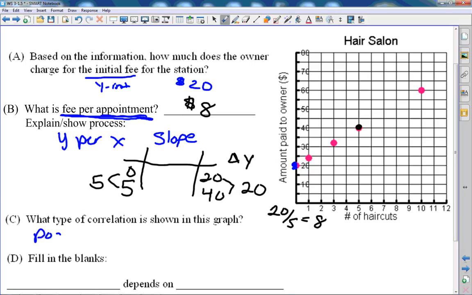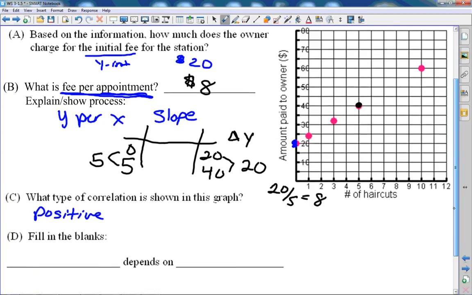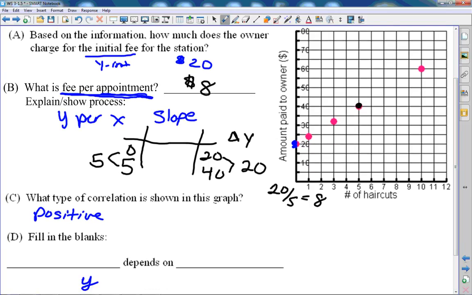How do you know it's positive? Because the line is going up. Very good. Fill in the blanks. Blank depends on blank. Remember that it is y depends on x. Here's x, here's y. So I'm going to have the amount paid to owner depends on the number of haircuts.